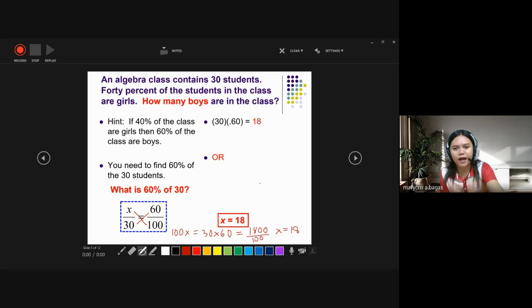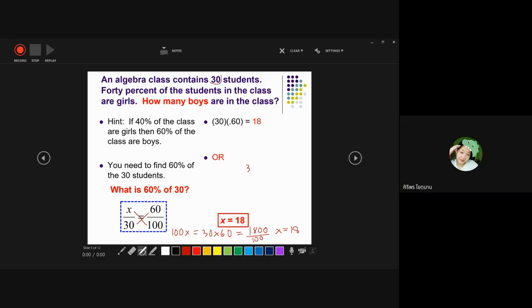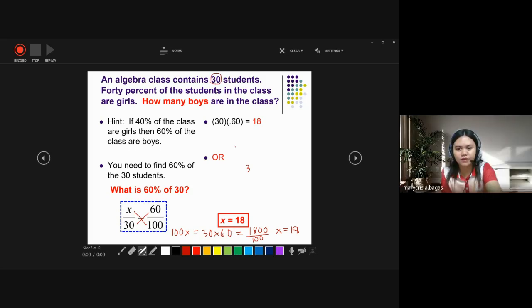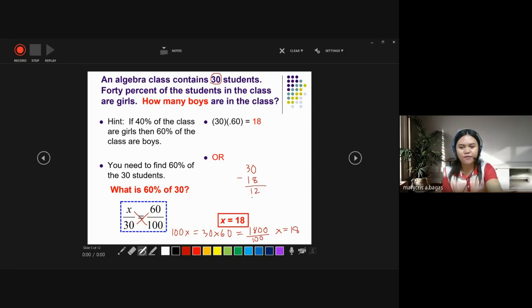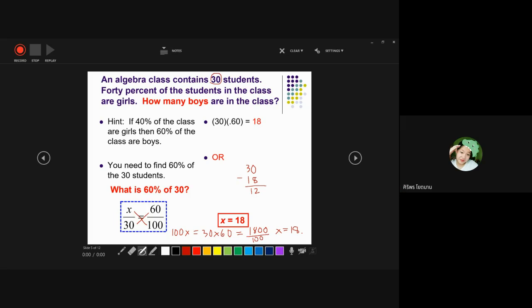So if we deduct, there are 30 students, so 30 minus 18 equals 12. So meaning there are 12 girls and 18 boys.